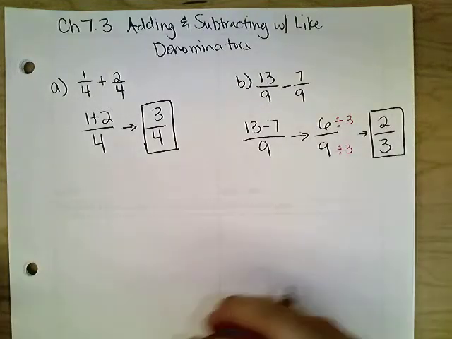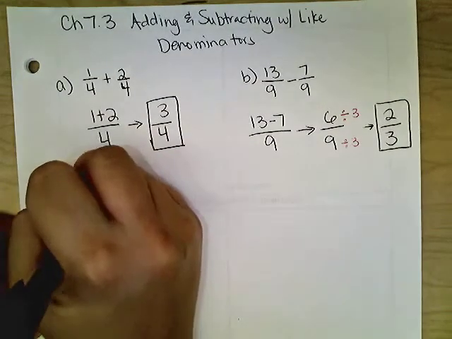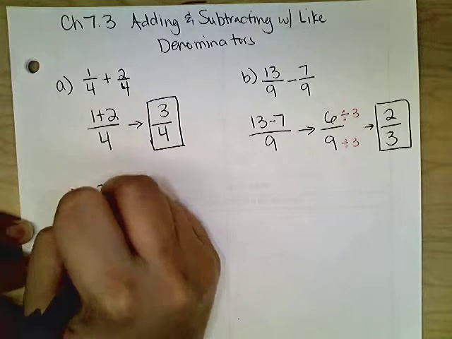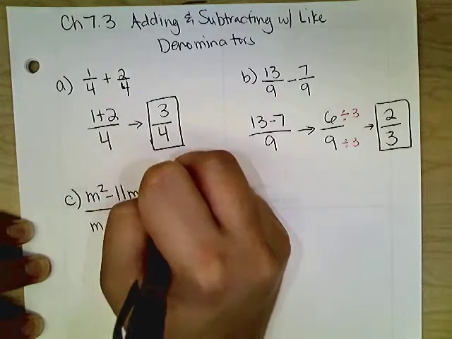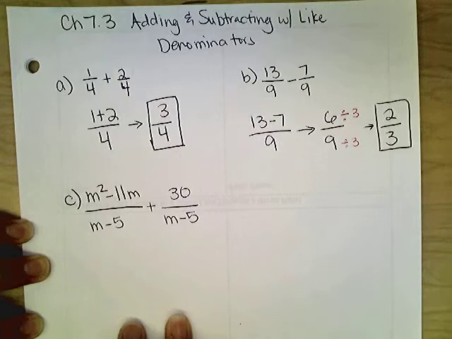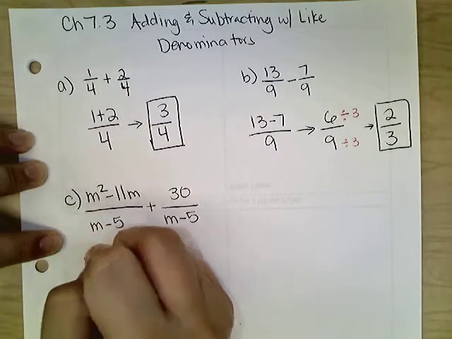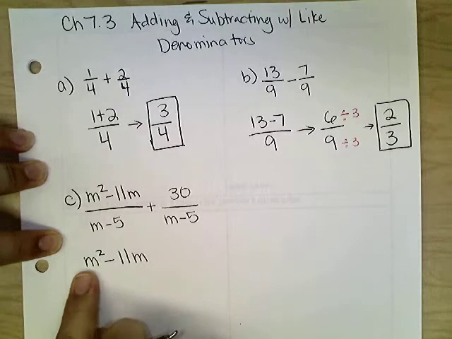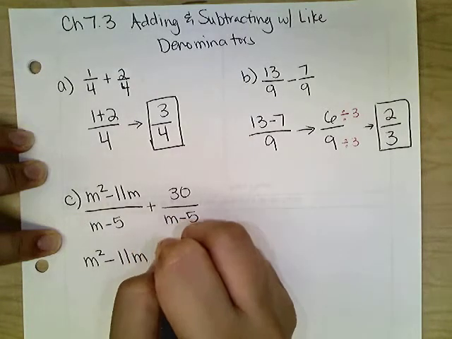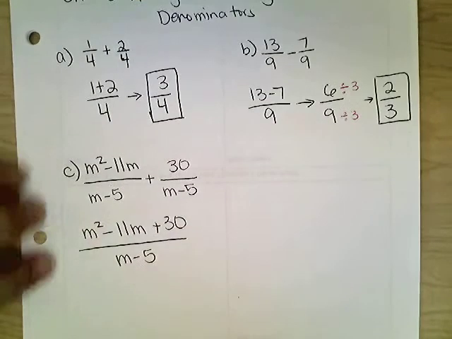So first, combine the fractions to make one fraction, then simplify the fraction itself. So let's try an actual rational expression. m squared minus 11m over m minus 5 plus 30 over m minus 5. We can combine our numerator. Since we're adding, we're just taking m squared minus 11m plus 30 over the common denominator of m minus 5.